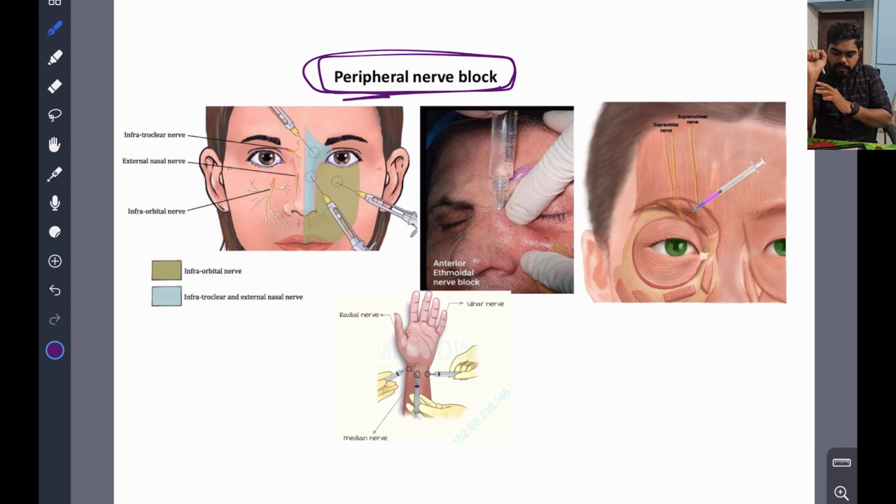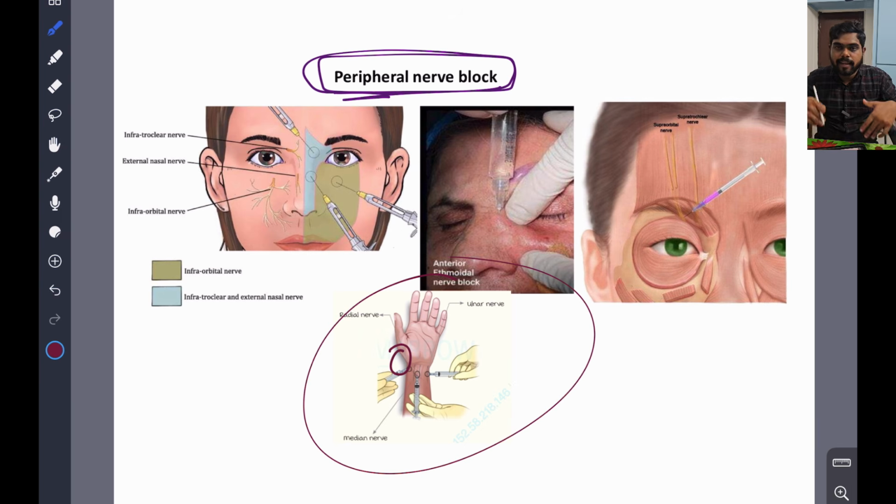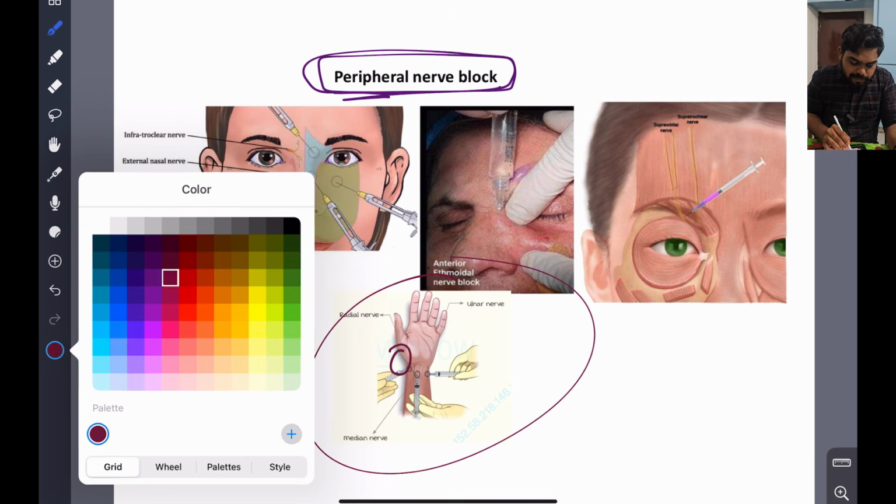Then in the hand, I kept a small image of the hand. It is very important. We know where the radial nerve is, where the median nerve is, where the ulnar nerve is. So we know nerves in the hand, leg, and all. But in the face, they will trap us. They will smash our face and trap us in the face. So we will see what those are.